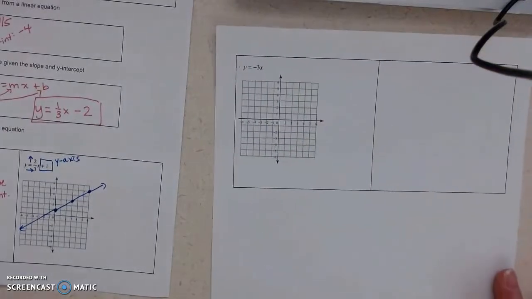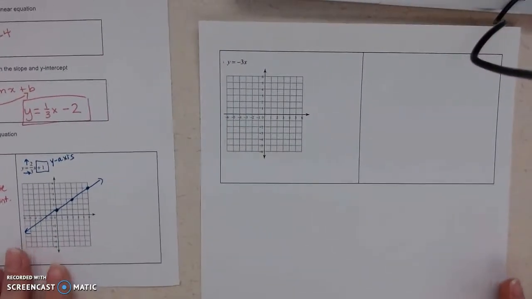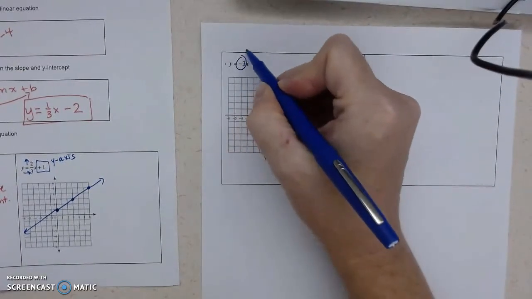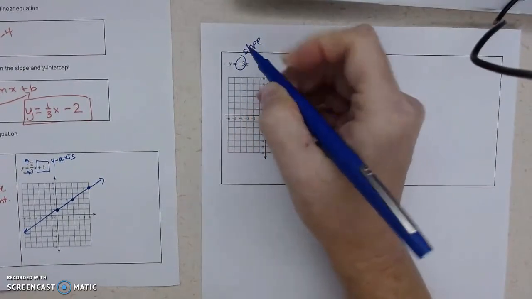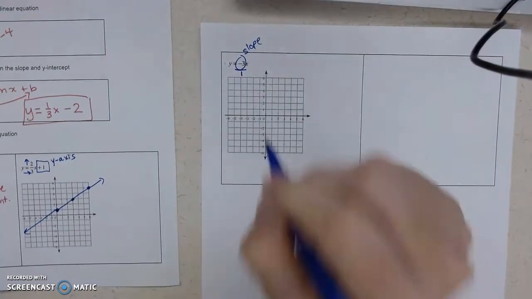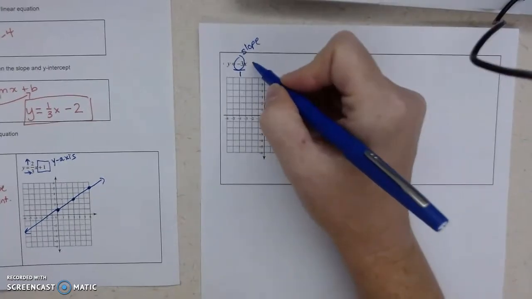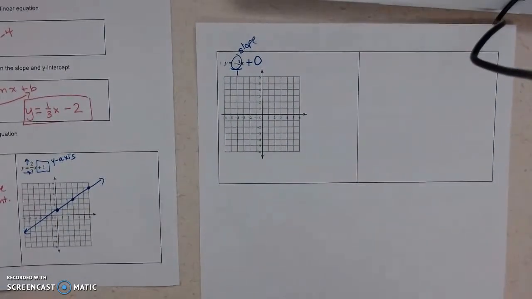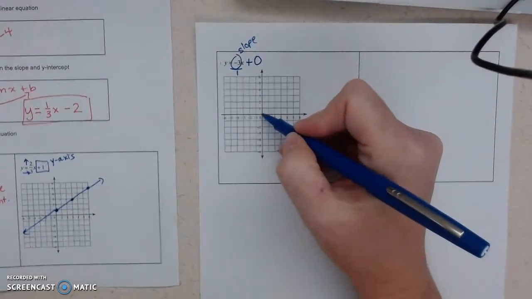Our last example, well, we've got y equals negative 3x, so I know negative 3 is our slope. I'm going to put that over 1, but we don't have a y-intercept, so if there's not a number written, you can always write a 0. So our y-intercept on the y-axis is 0.